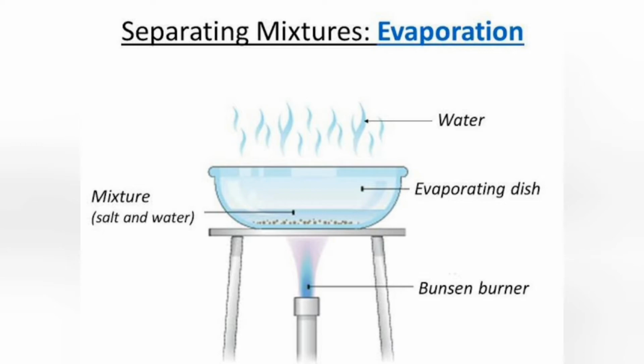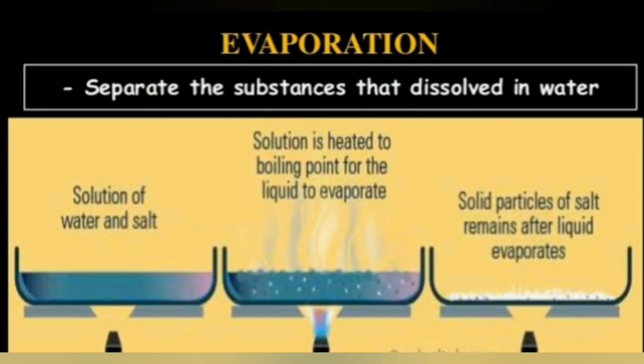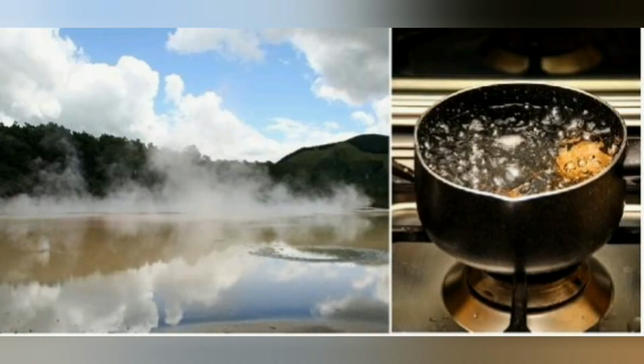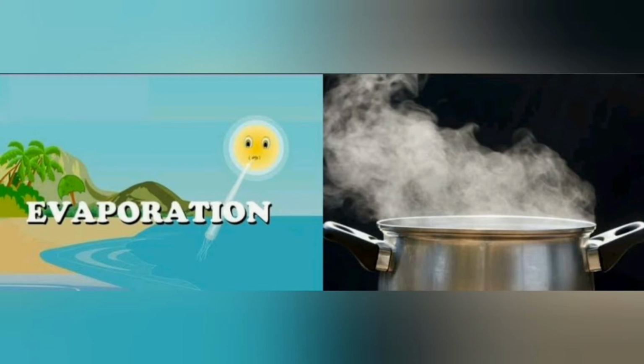If the mixture is heated, the liquid part of the mixture evaporates, leaving the solid behind. Actually, there is a difference between boiling and evaporation. In boiling, liquid changes into gas on heating. In evaporation, the liquid changes into gas without heating, but the process is slow compared to that of boiling.